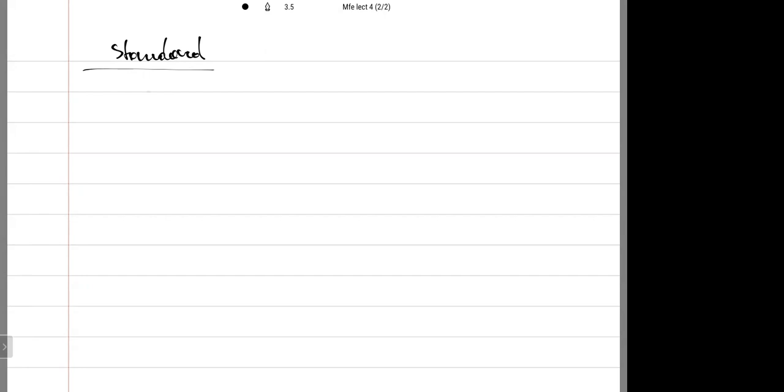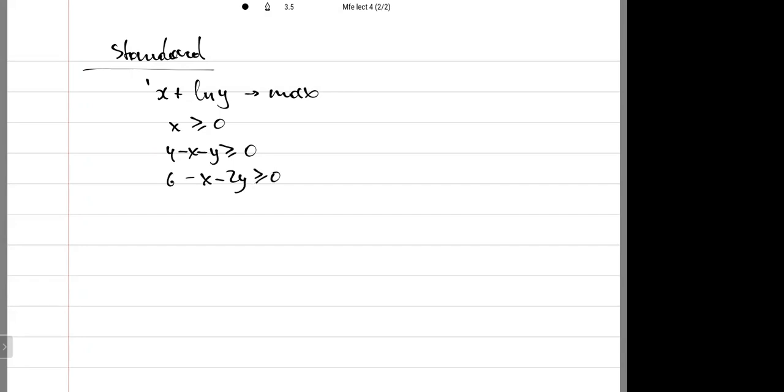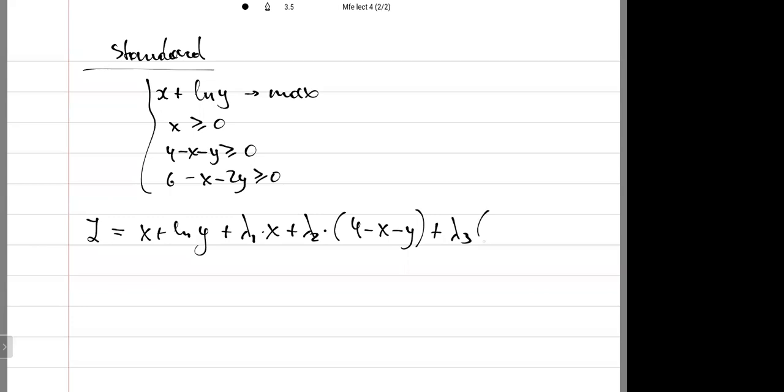Okay, standard approach. I'd like to maximize x plus logarithm of y. I state all inequalities as bigger than 0: x is bigger than 0, 4 minus x minus y is bigger than 0, 6 minus x minus 2y is bigger than 0. So I introduce the Lagrangian function: x plus ln y plus first lambda times x plus second lambda times (4 minus x minus y) plus third lambda times (6 minus x minus 2y). Any questions? No, it's clear.